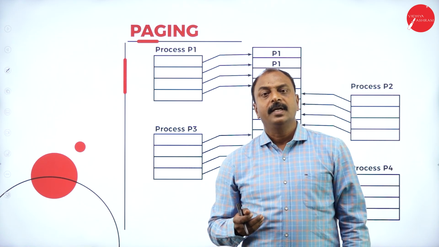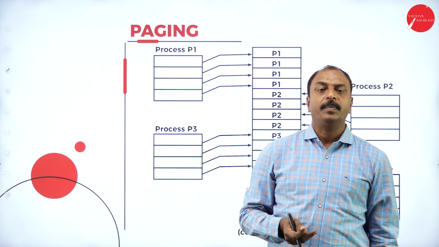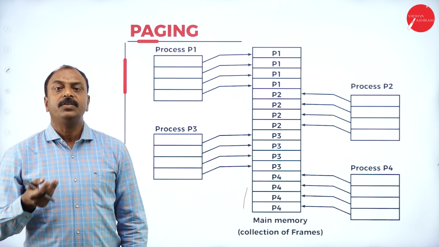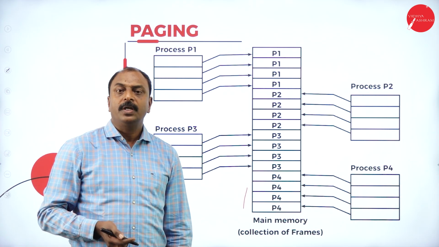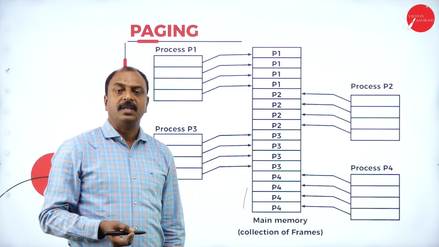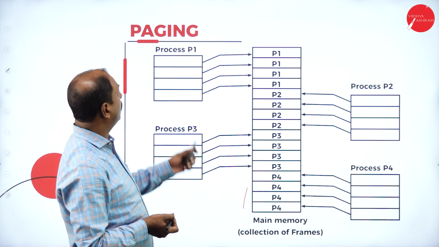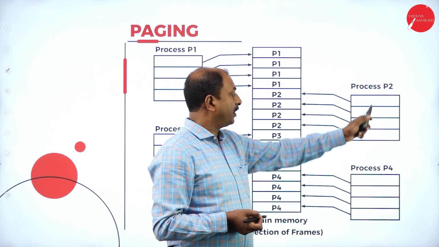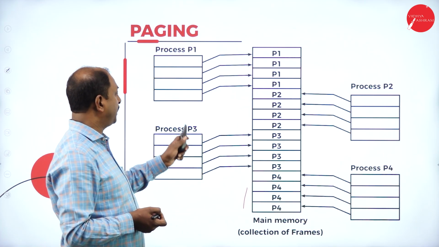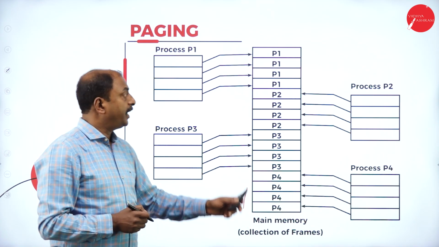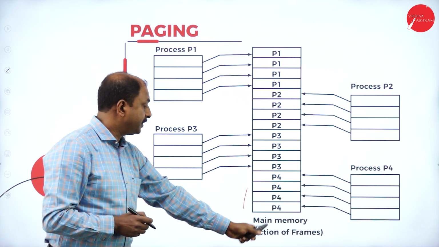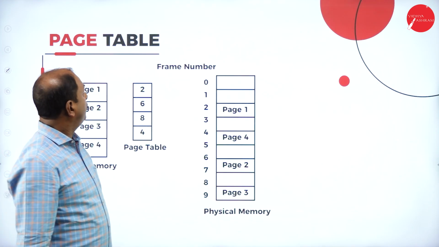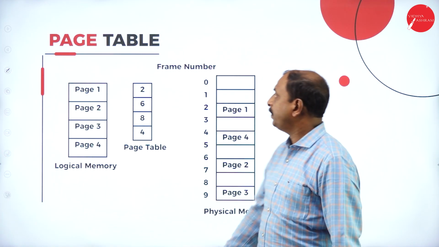Paging is where each and every process is divided into a number of pages, and main memory is divided into a number of frames of fixed length. That is called paging. So this is an example here: in main memory, a number of processes are divided into pages, and those will be allocated into frames inside the main memory system. This is the concept of paging. In the next slide, we will see what a page table is.